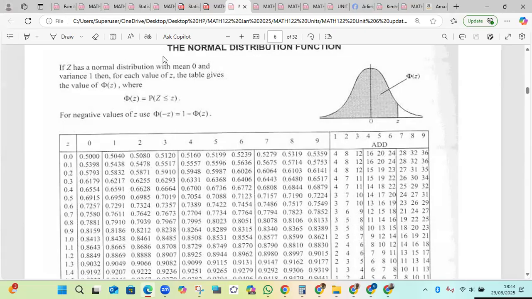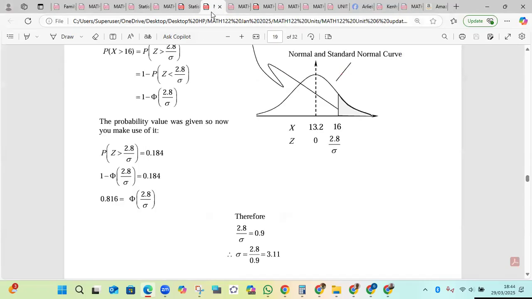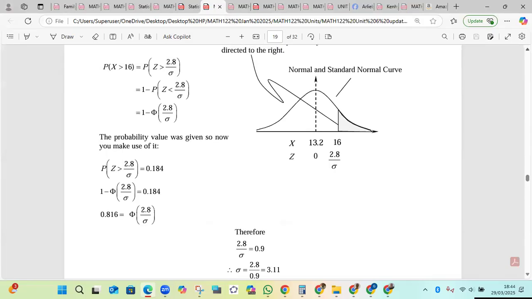Here it is. Right here it is, 0.9. And then you do your algebra and solve for sigma. Sigma will be 3.1 in that case. So therefore, for example 5.9, you can pattern your solution on example 5.9.